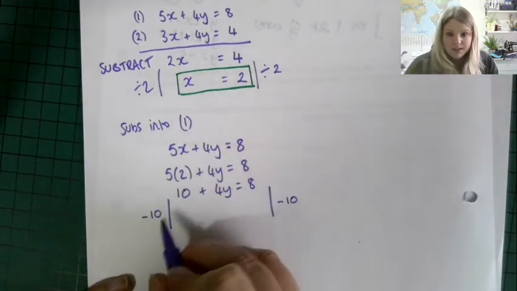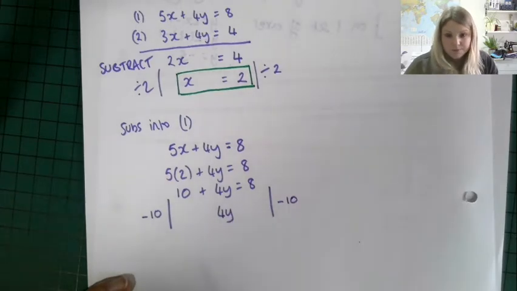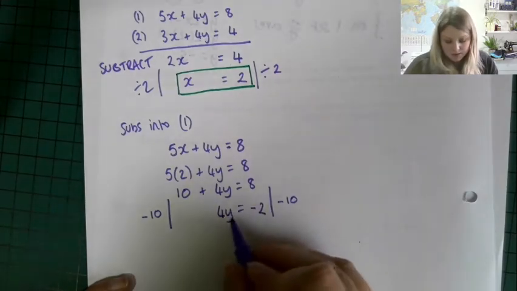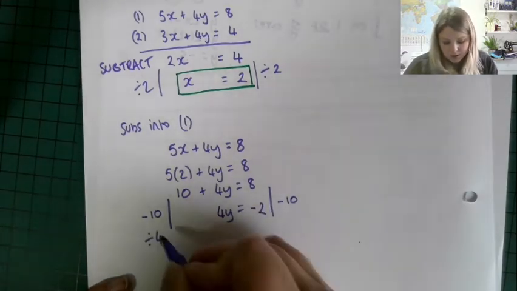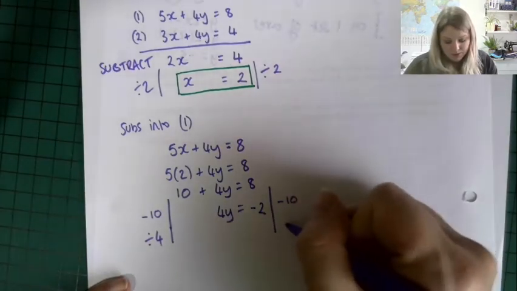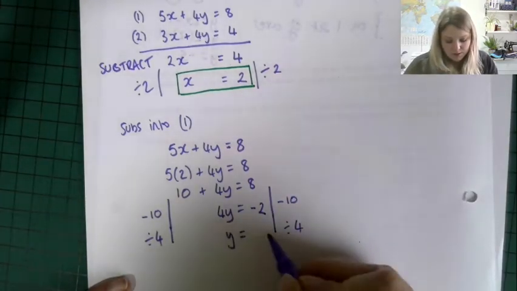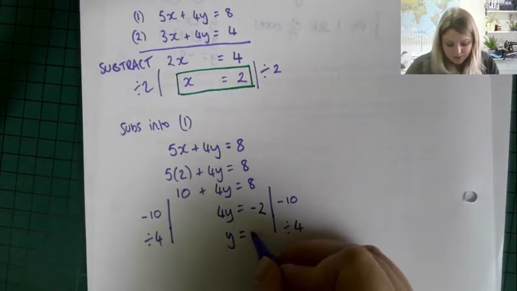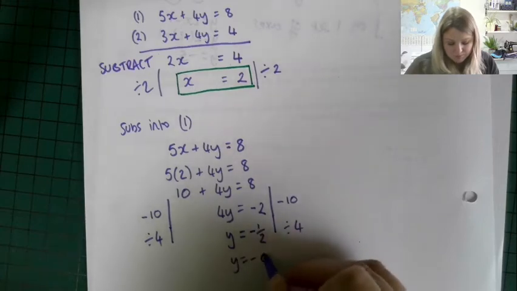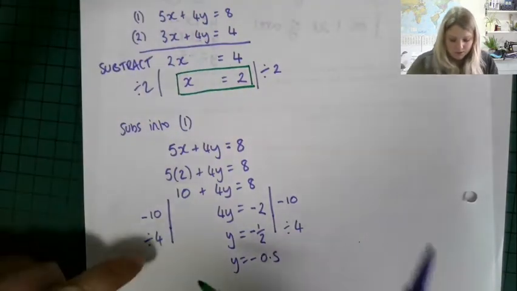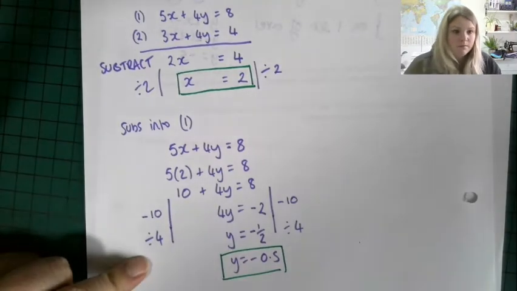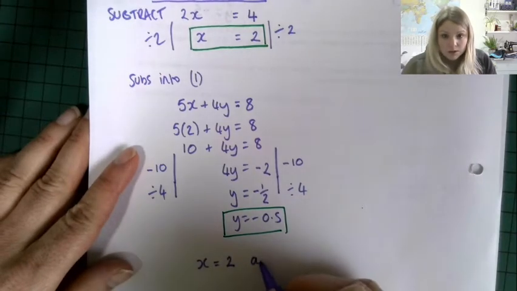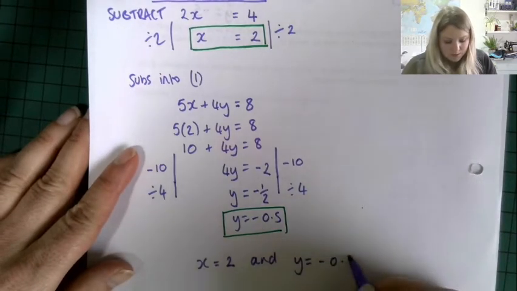So 10 plus 4y, take away 10, just leaves me with 4y there. 8 take away 10 gives me minus 2. Okay, to get y on its own, divide by 4, because it's currently getting multiplied by 4. So divide by 4. So y equals minus 2 divided by 4 is minus a half, or minus 0.5. So that's both my solutions. So if I was writing my answer for this, I would write x equals 2 and y equals minus 0.5.